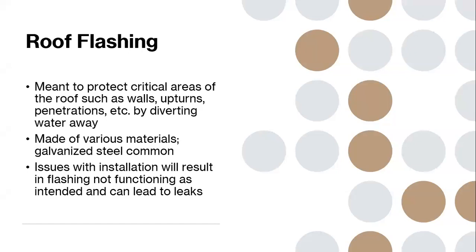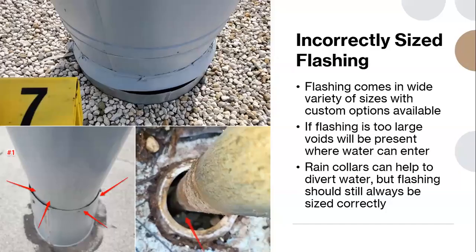Most commonly with roof flashing, we see galvanized steel. However, depending on the roof system, you could also see plastic or rubber roof flashing. If there are any issues with the installation, it can lead to a number of issues, most likely leaks. One of the things that we see very often is when the roof flashing is not adequately sized, and typically it's too big for what's being flashed.